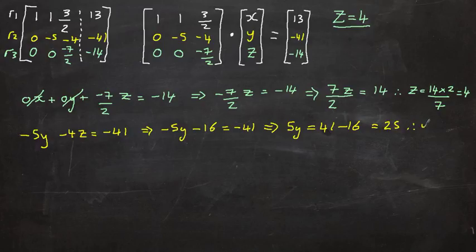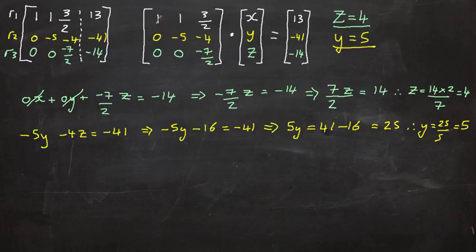Therefore Y is 25 divided by 5, which equals 5. So now we've got the next variable solved, if you like. You've got y equals 5. We'll make a note of that because we're going to use it to solve for x.